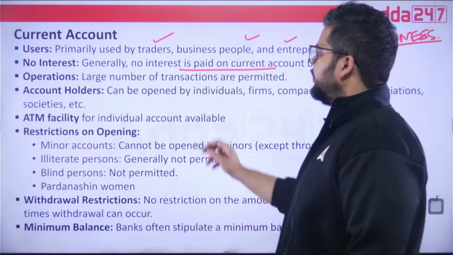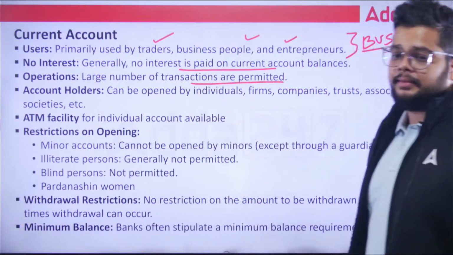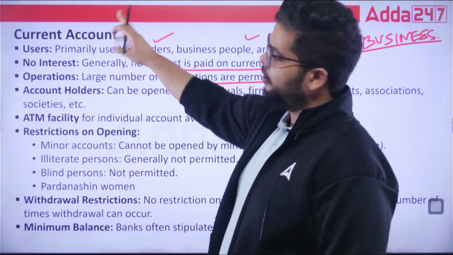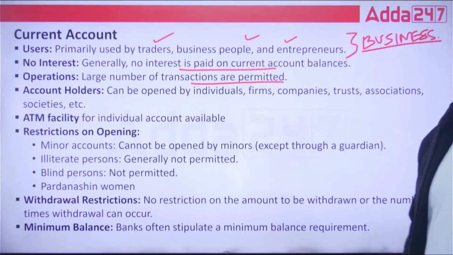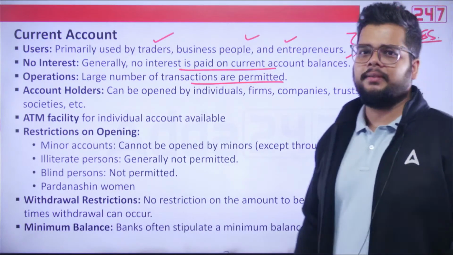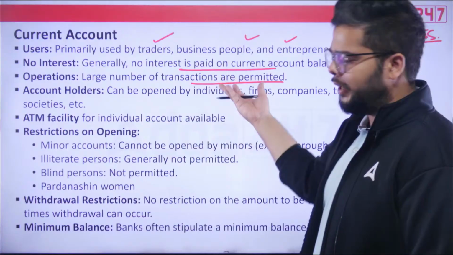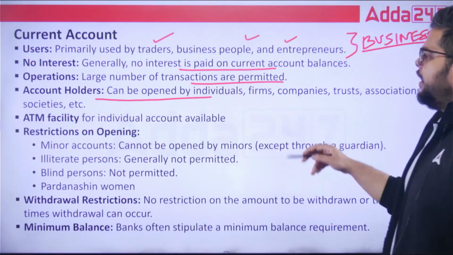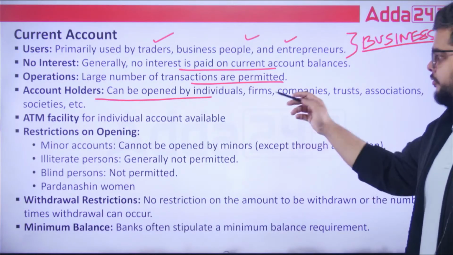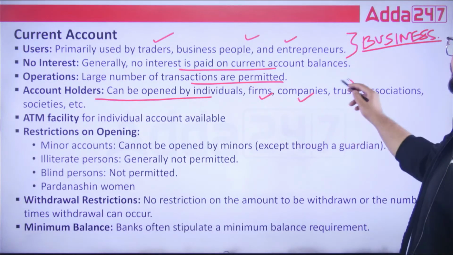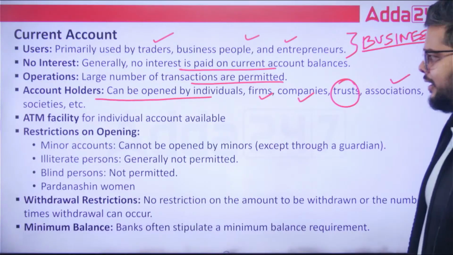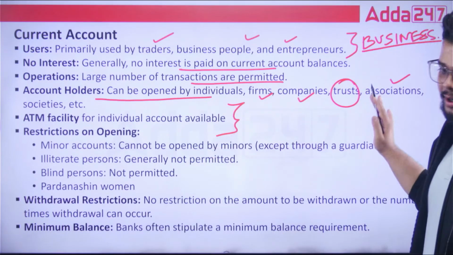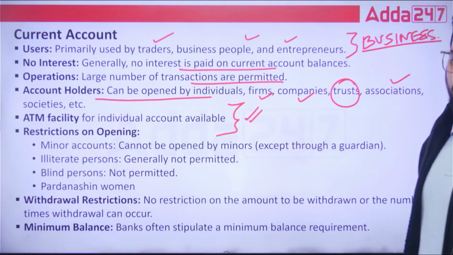In the operations, a large number of transactions are permitted. That is the only reason why businessmen often go towards current account rather than the savings account, because transactions are huge and they are permitted here. Accounts can be opened by individuals or the business firms, business companies, the trusts, associations and societies. Whether ATM facility is available for all of them? No, it is available only to the individuals.